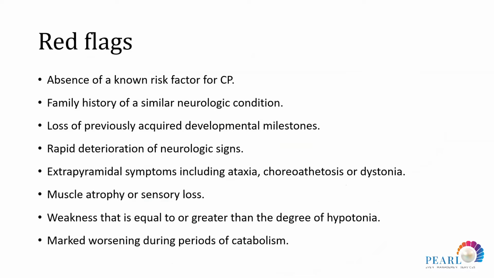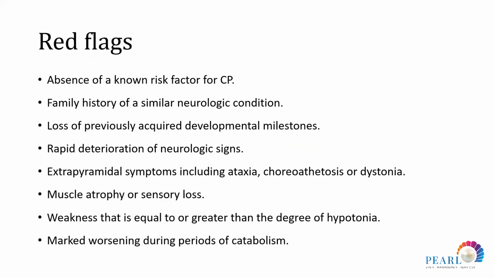As Dr. Qudsiye said in the previous lecture, it's not always what it seems. There are a lot of features that raise the possibility that we are dealing with something else, not cerebral palsy. When there is an absence of known risk factors, when there is a family history of neurological condition, remember in this part of the world, the consanguinity rate is reaching more than 60%. So if you have more than one member of the family affected, think about another cause.